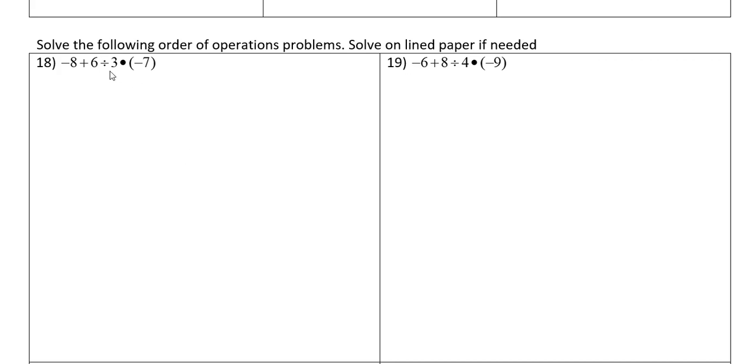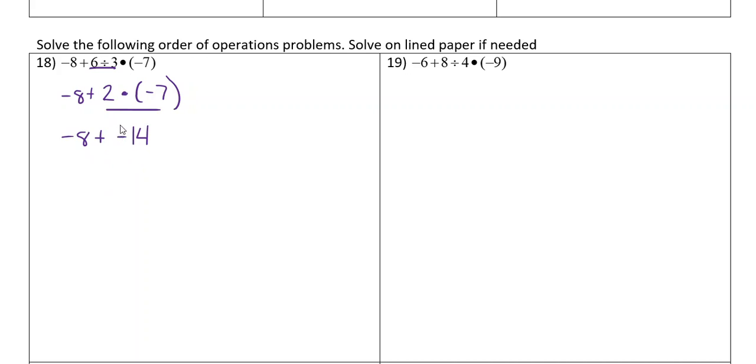So for number 18, you're actually going to do this division first. So 6 divided by 3 would be 2. Bring down all your pieces that you didn't use yet. I have to multiply next. 2 times negative 7, which will give me negative 14. And now I have negative 8 and negative 14.